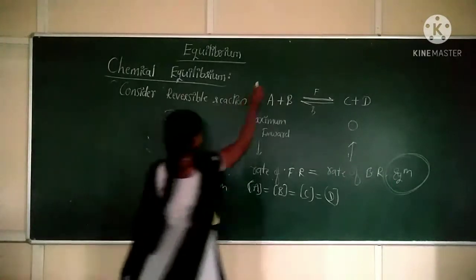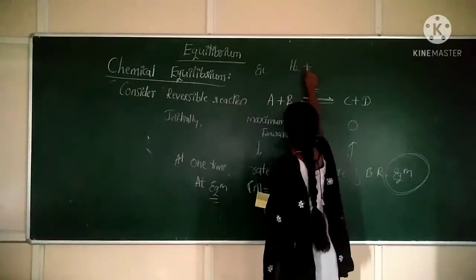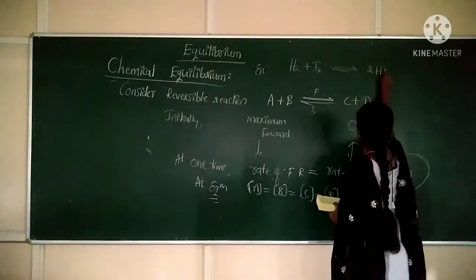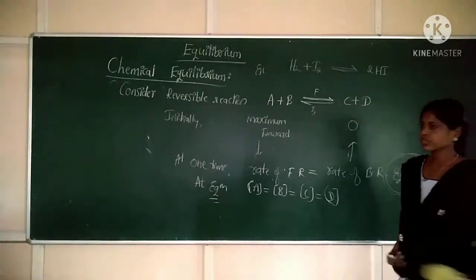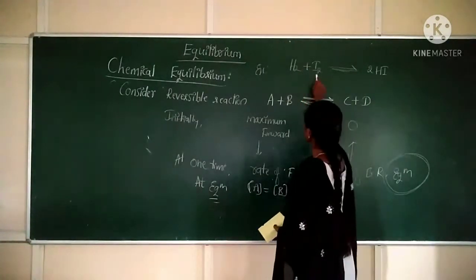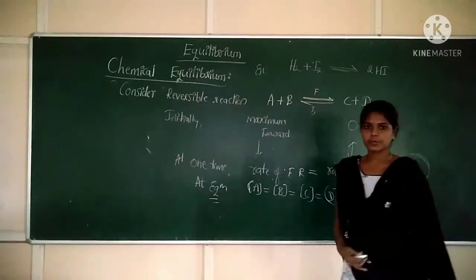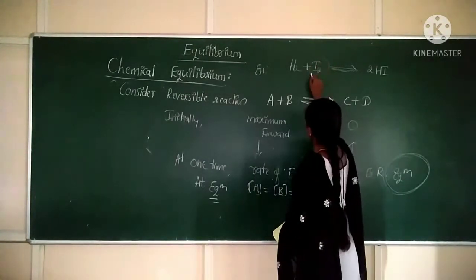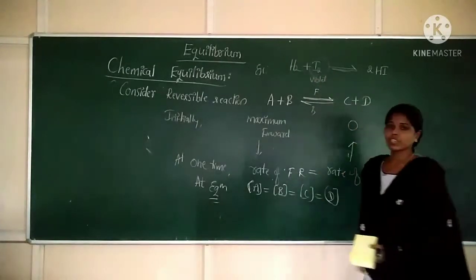You can take one example. H2 plus I2 react to form 2HI. H2 plus I2 react to form 2 HI molecules. Now what are the reactants? H2 and I2 are the reactants. The HI molecule, hydrogen iodide, will be the product molecule. Now initially the color of iodine will be what? Violet color.